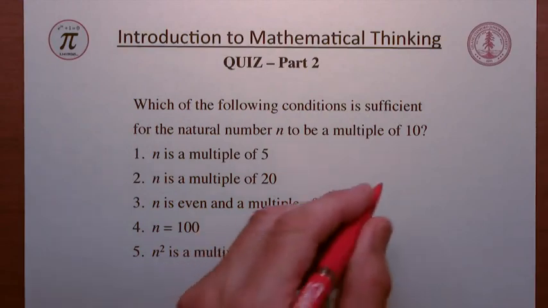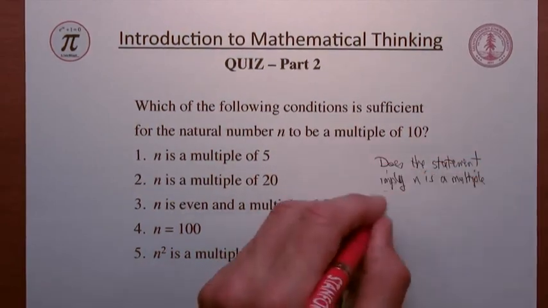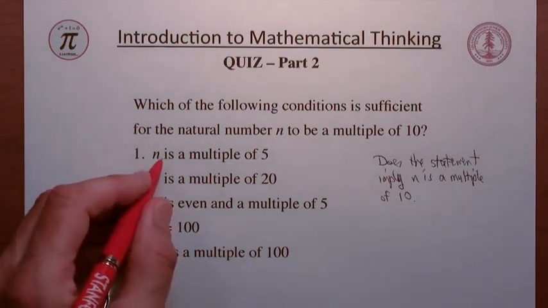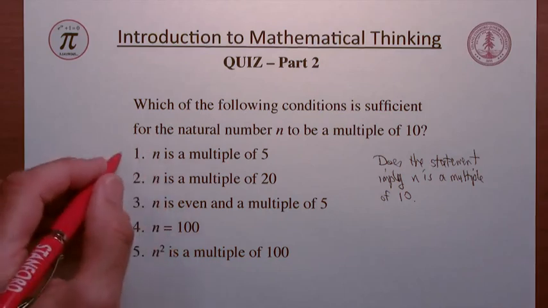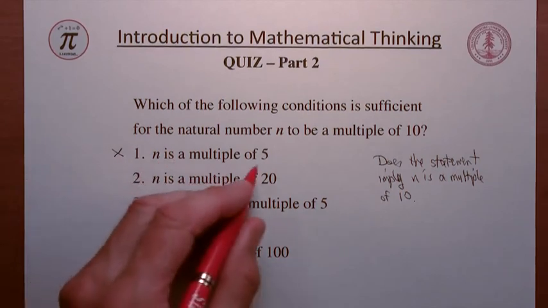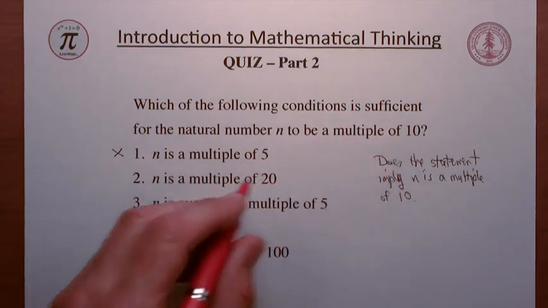Well, this time we have to ask the question, does the statement imply n is a multiple of 10? Okay, well, does this statement imply that n is a multiple of 10? No, it doesn't. 5 is itself a multiple of 5, but 5 is not a multiple of 10.